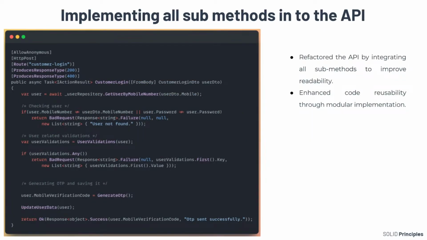Here we have implemented some methods like get user by mobile number, then checking it and other necessary validations. And then after that, we are generating OTP and saving it in the database. Here we have made the code very clean and readable. Here we can also find the errors and make the code very readable.